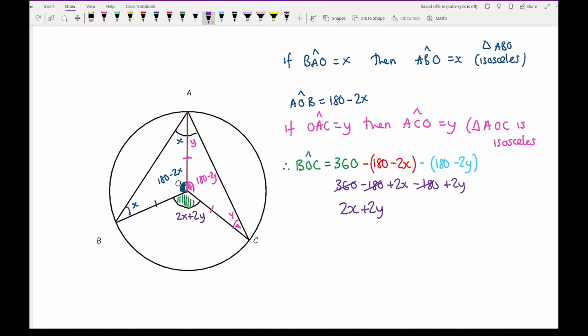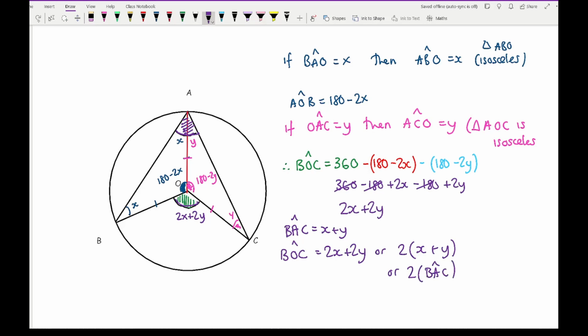So here you can see that angle BAC, which is this angle here, is going to equal x plus y, and angle BOC, which is this green angle that I've got here, is equal to 2x plus 2y, or if I factorize it, 2 times x plus y in brackets. Or what I can then do is represent that as two lots of BAC.